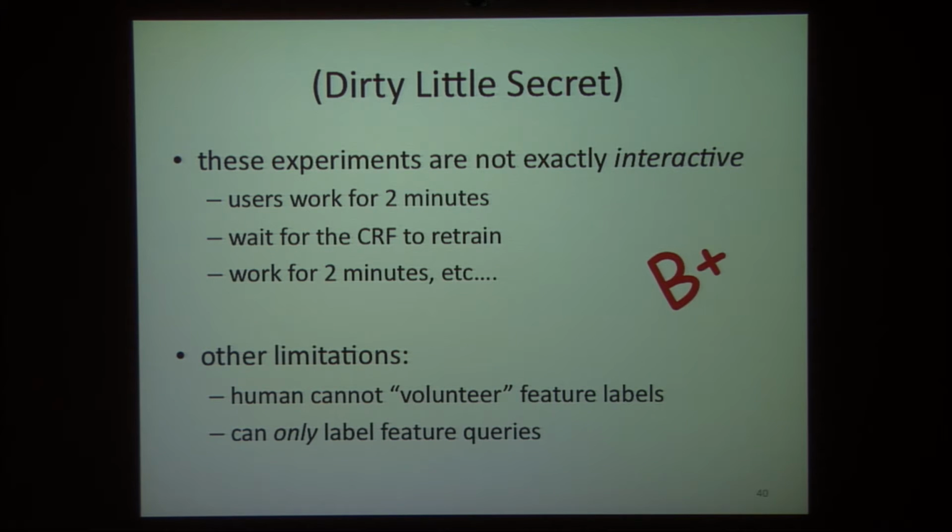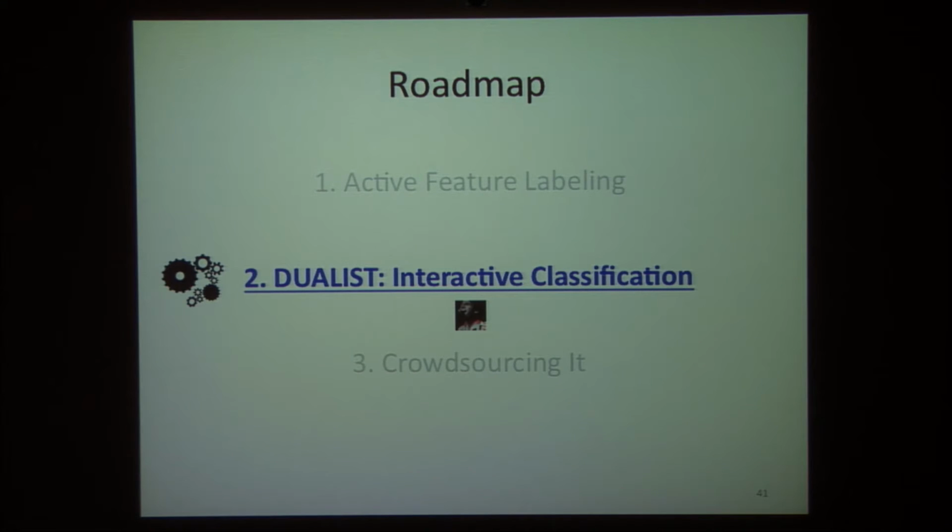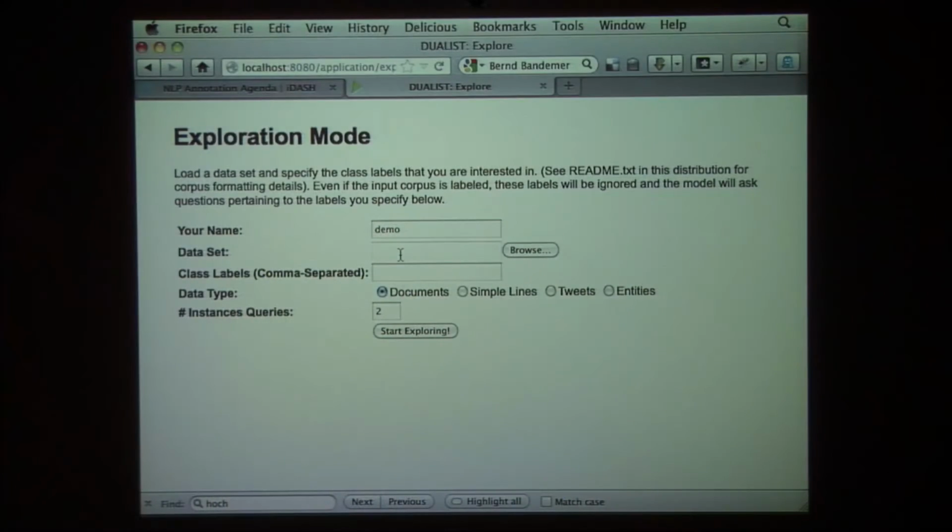So where do we go from here? Now I'll talk about shifting tasks a little bit to interactive text classification, but a truly closed-loop interactive system that tries to address these issues. The name of the system is called DUALIST, and if things go according to plan, I've got a demo for you.